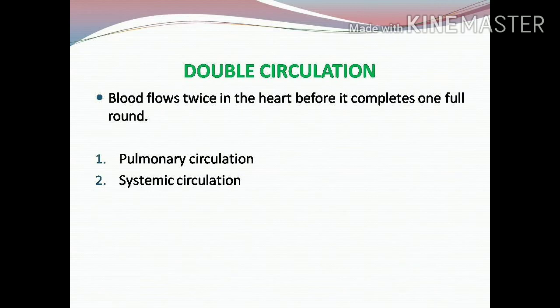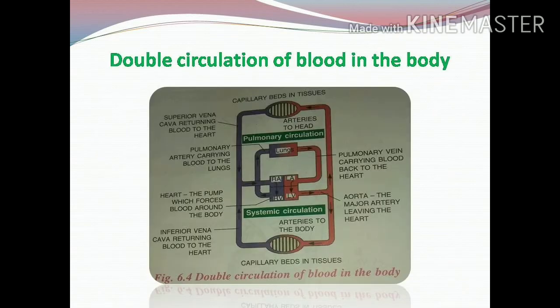Double circulation is nothing but blood flowing twice in the heart before it completes one full round. That means blood flows twice in the heart to complete one heartbeat, so that is called double circulation. Here we can see two types: first is pulmonary circulation, second is systemic circulation. One complete heartbeat includes pulmonary circulation and systemic circulation. Blood flows twice in the heart.